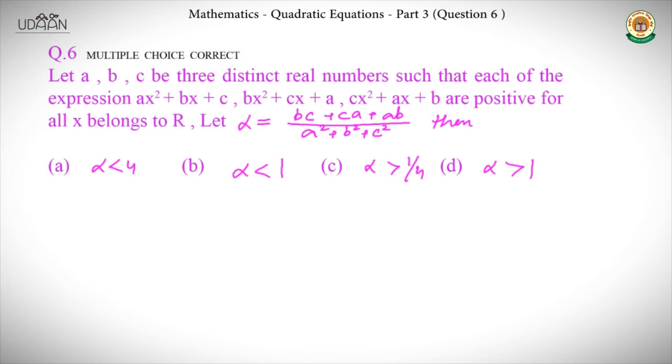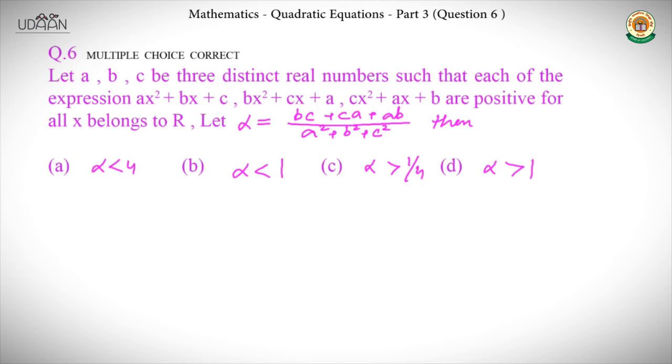Now we come to question number 6. It's a multiple correct choice question. Let a, b, c be 3 distinct real numbers such that each of the expressions ax square plus bx plus c, bx square plus cx plus a, and cx square plus ax plus b are positive for all x belonging to R. Let alpha is equal to (bc plus ca plus ab) upon (a square plus b square plus c square). Then we have 4 options.